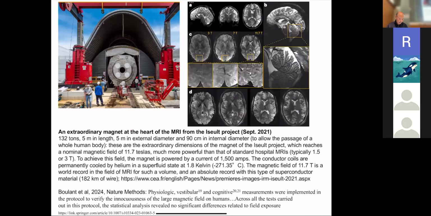So yeah, because this is the first of its kind to really be used on humans, they had to do a lot of testing on it. So they said physiological, vestibular, and cognitive measurements were implemented in the protocol to verify the innocuousness of the large magnetic field on humans. Across all tests carried out in this protocol, the statistical analysis revealed no significant difference related to field exposure. So that means that no one died and everyone seemed normal after being in the magnet. So that's good.